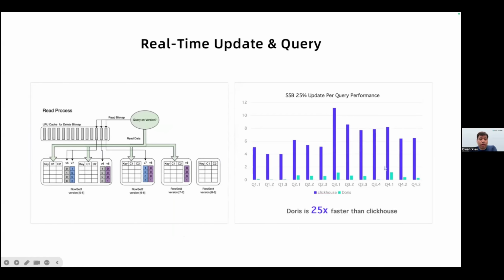And not only for queries, for the update of data, Doris is up to 25 times faster than ClickHouse in real-time update. It is very important for workloads with frequent updates and near-instant analytics demands. As we know, data is not static, and much real-time data needs to be updated.